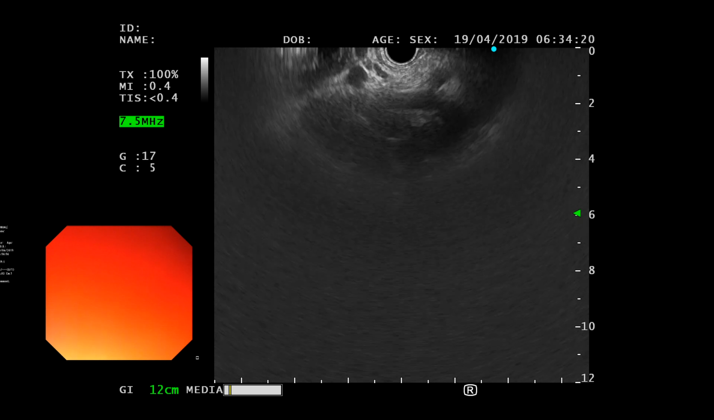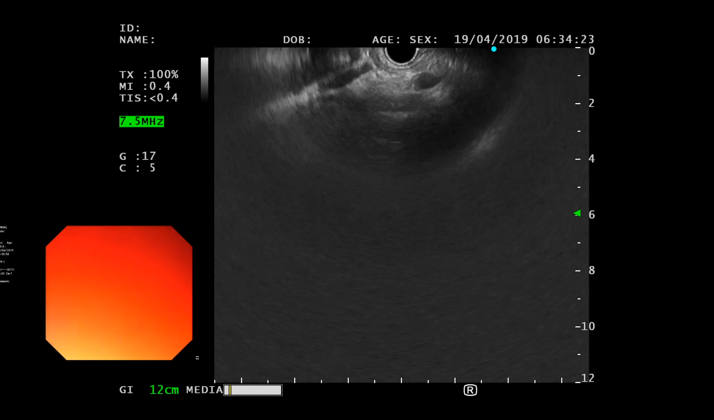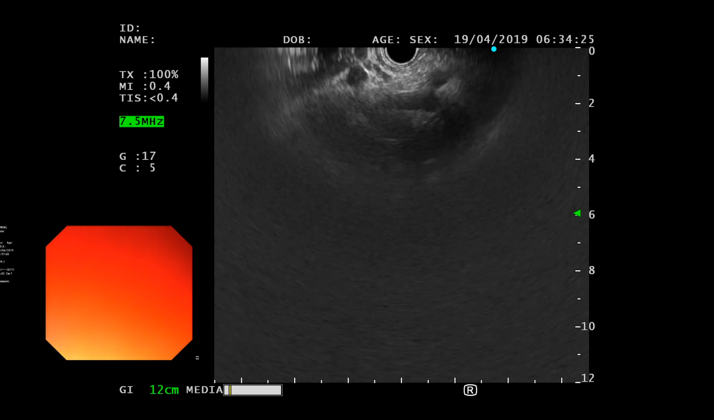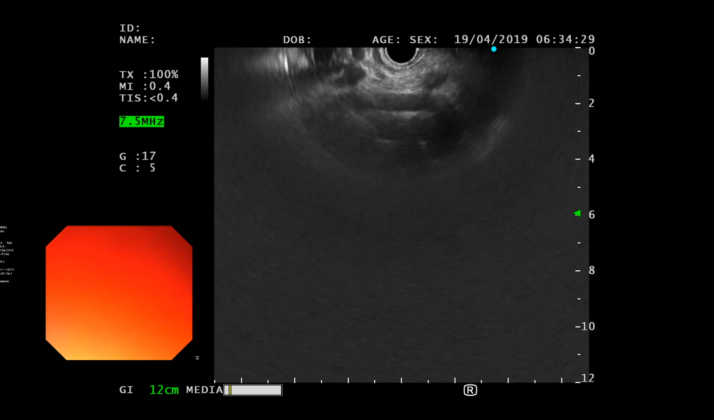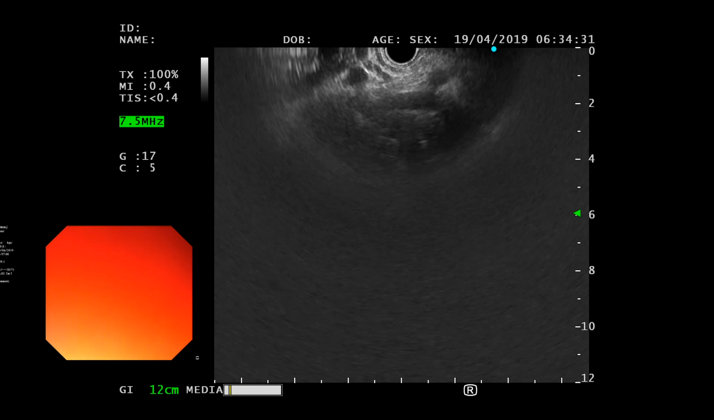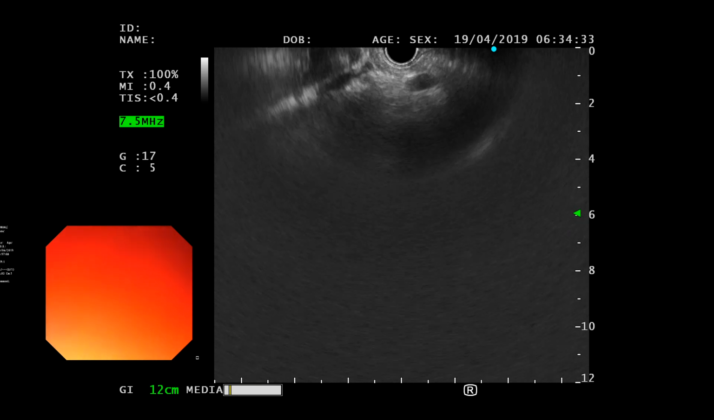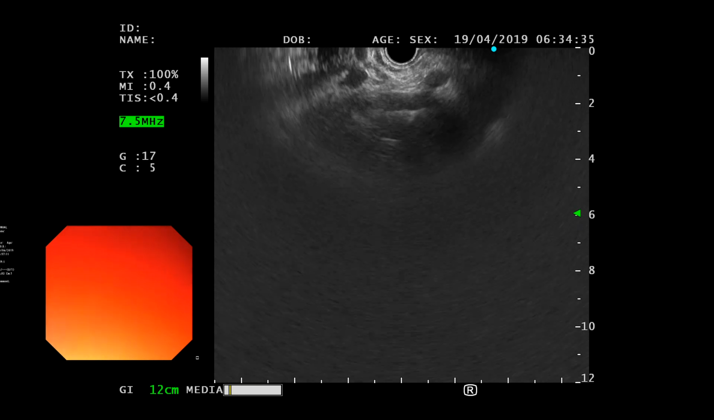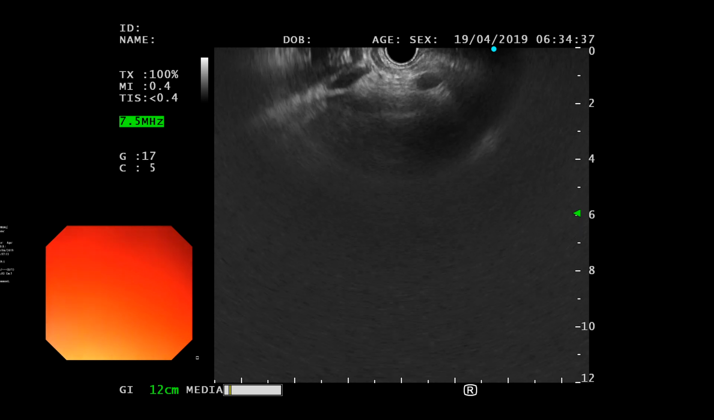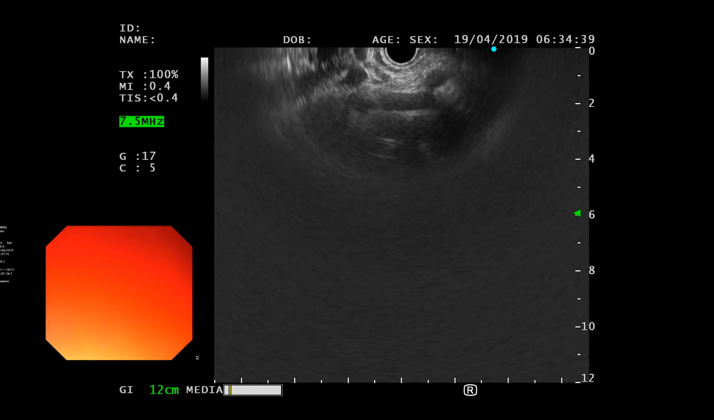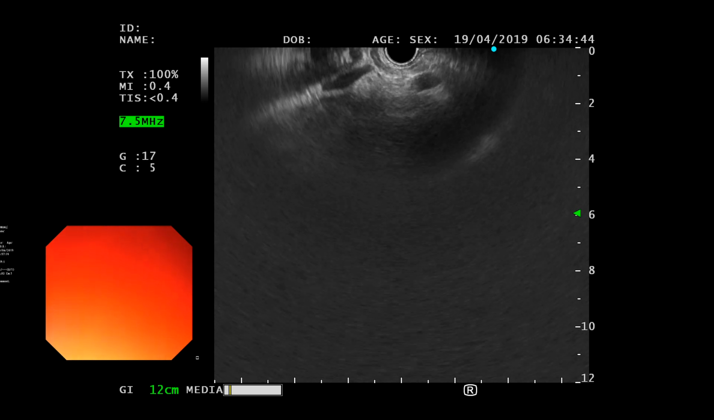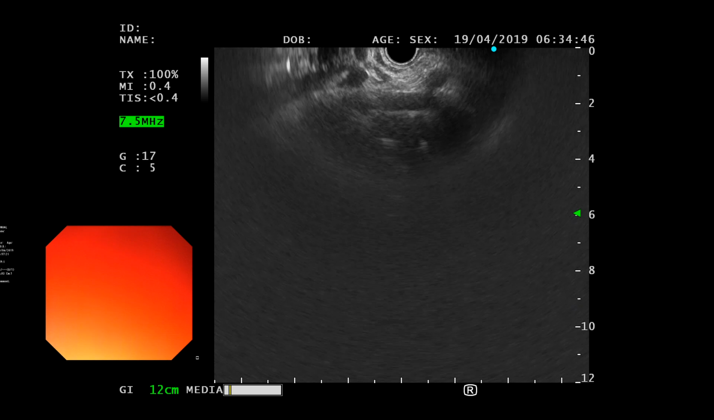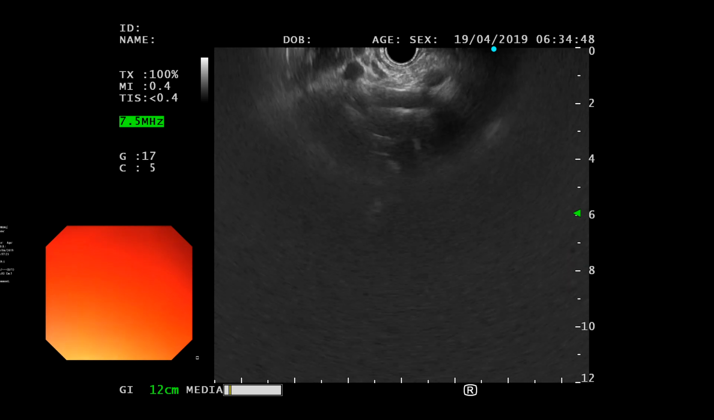It can be a mass, a solid mass or a cystic mass. A cystic mass can be a simple pancreatic cyst, or a cystic neoplasm, or a pseudopapillary neoplasm, or a mucinous neoplasm, or an IPMN as well, branch duct IPMN or main duct IPMN. So these are the cystic lesions of the pancreas.